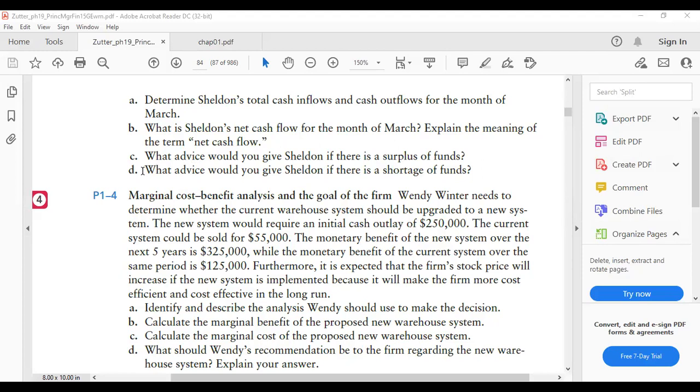So for item C, you are placing yourself as the finance advisor for Sheldon, whether there's a surplus of funds or a shortage of funds.